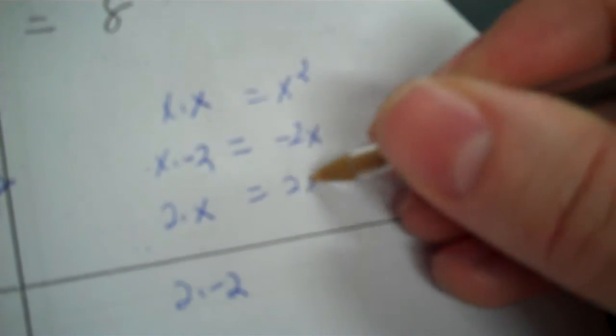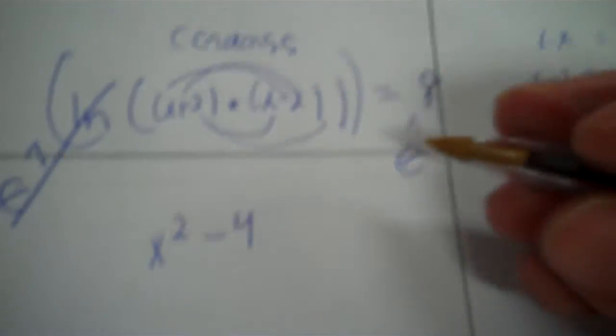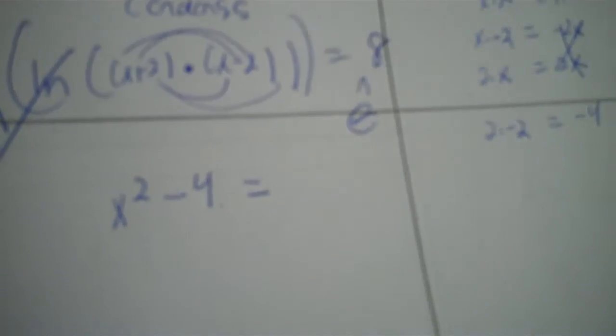x times negative 2, 2 times x, and 2 times negative 2. So it's x to the second, negative 2x, positive 2x, and the negative and positive cancel. This is negative 4. Okay, so you have x to the second minus 4. Now you don't just put equals 8. e to the 8th equals a number, so you click second, ln 8. That's a big number, but it's right.